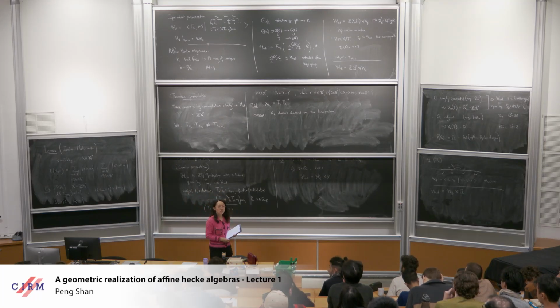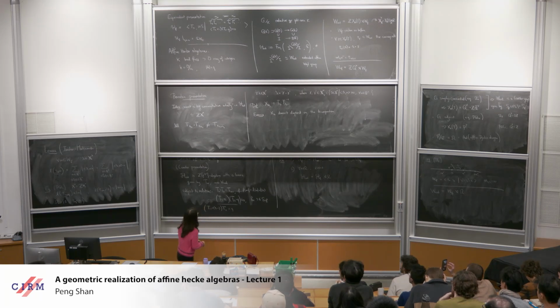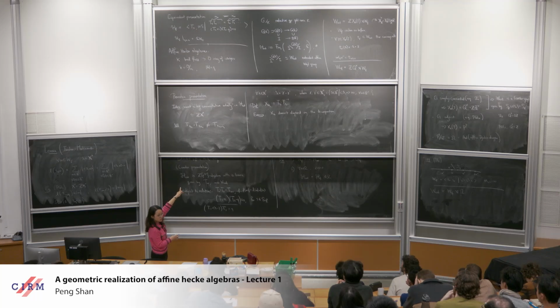Yes. Sorry, where do we define the affine? Yes. So the affine Hecke algebra is the extended affine Hecke algebra, where you just replace the extended affine group by the affine group. That's the definition.